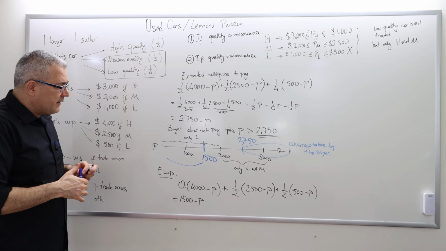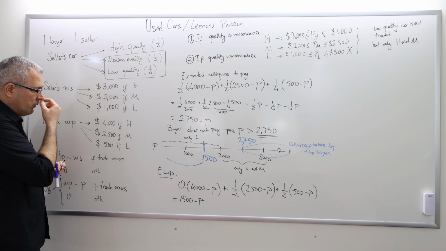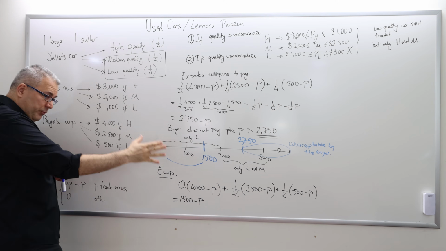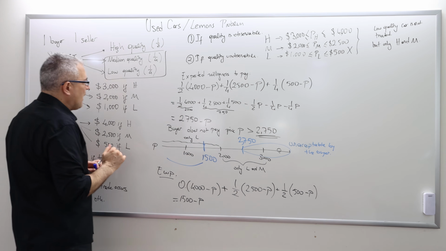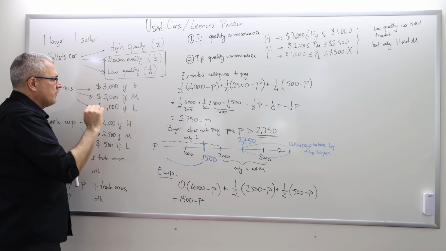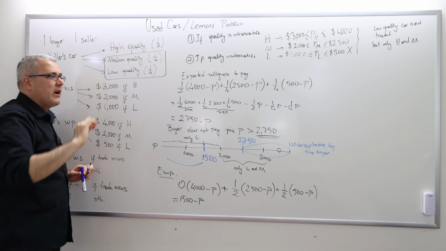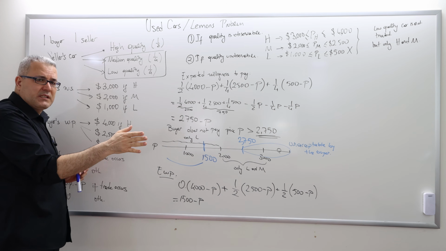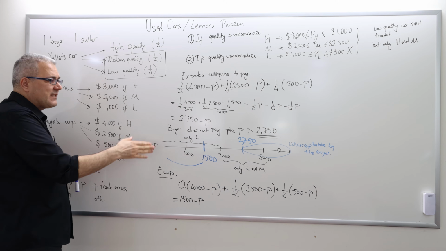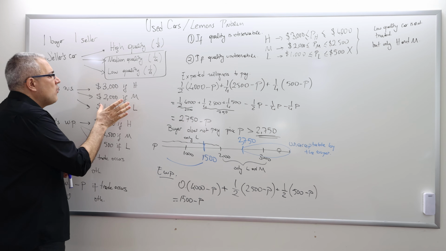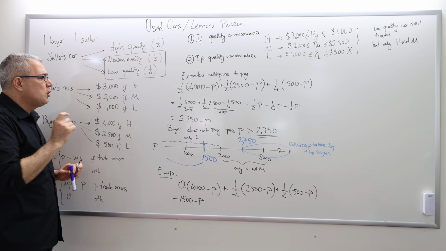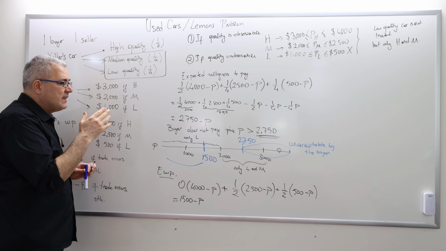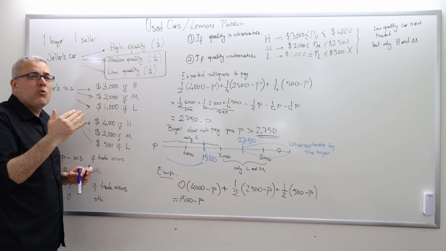So then the problem is, once again, we go back to the seller's behavior. If the price is less than or equal to 1,500, the high type is still out of the market. The medium type is also out of the market. So if there is a seller who is trying to sell his car at a price P less than $1,500, well, it must be the low type, the low quality car owner. So therefore, with probability 1, the seller has a low quality car.